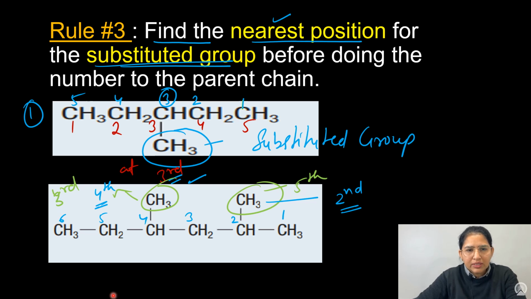So how you can see in this, because the rule says we are supposed to find the nearest position for the substituted group. Like before we have seen, if I do the numbering from the left hand side, I am getting the positions third and fifth. While when I did the numbering from the right hand side, I got second and fourth for these two substituted groups. So it would be better for me to take it from the right hand side. Now let's do the discussion for rule number 4.